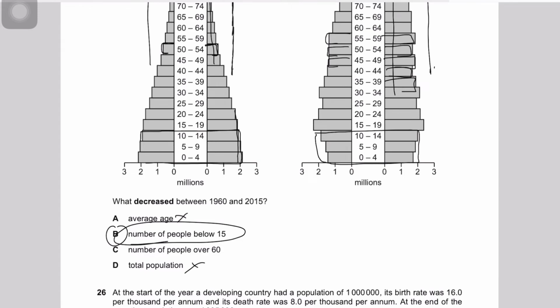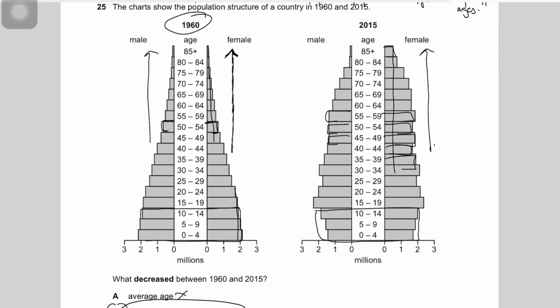B. Why is it not C? It is not C because the number of people over 60 has actually increased, not decreased. That represents that the average age of the population is actually rising. People are living more years, and they're not dying in their early or middle ages.